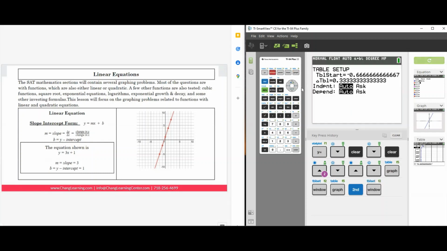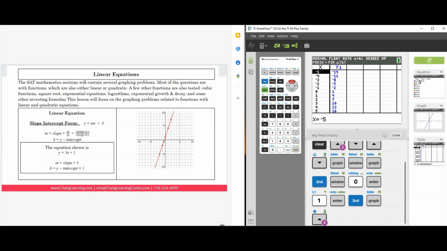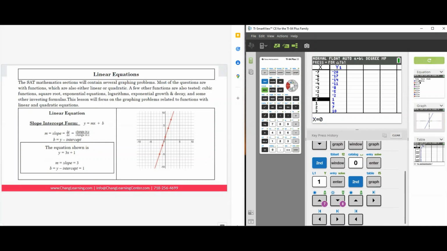If we check the table settings and make sure that the table is starting at 0, has increment steps of 1, and click second graph, it'll give us a scroll table that we can scroll all the integer values of x and the output values of y. So for example, we can see the y-intercept when x equals 0 is 1, because b is 1.